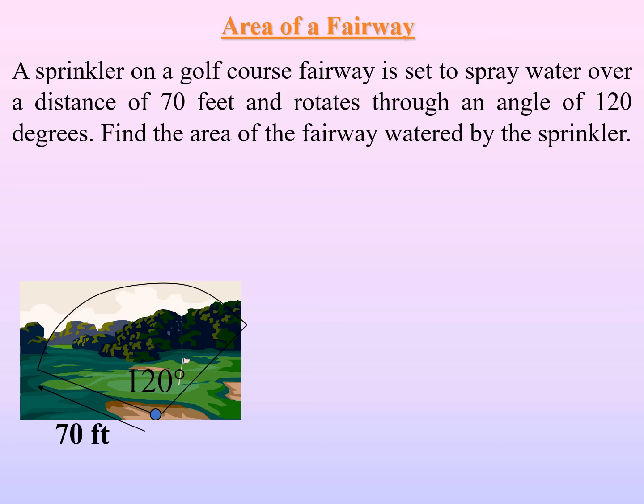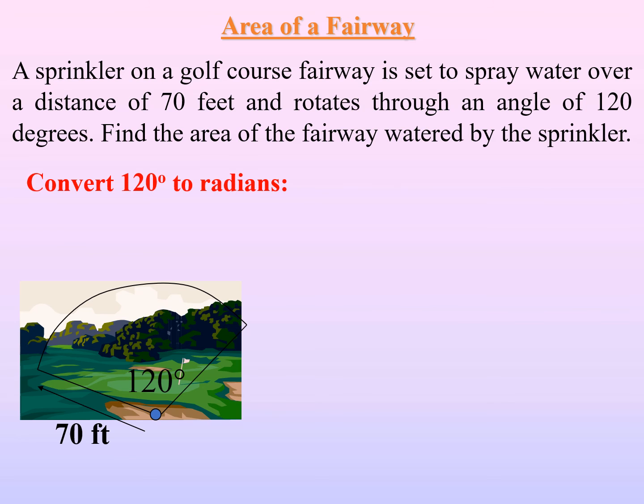So let us have another one, area of a fairway. And what is a fairway? A fairway is the part of a golf course between a tee and the corresponding green where the grass is kept short. So if you went to a golf course already, you know what I am telling you. So going back to the problem, a sprinkler on a golf course fairway is set to spray water over a distance of 70 feet and rotates through an angle of 120 degrees. Find the area of the fairway watered by the sprinkler.